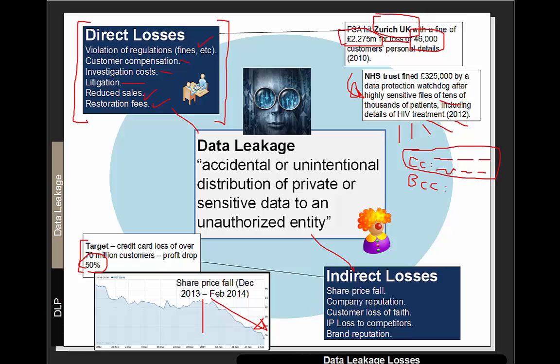So the indirect losses are share price fall, loss of reputation for the company, loss of faith from customers, intellectual property loss to competitors, and one of the worst is the damage to the brand in general. Okay, so it's not just direct losses, it's also indirect losses which can cause a lot of the problem, and data leakage is a very sensitive area and can lead to massive fines and losses overall.